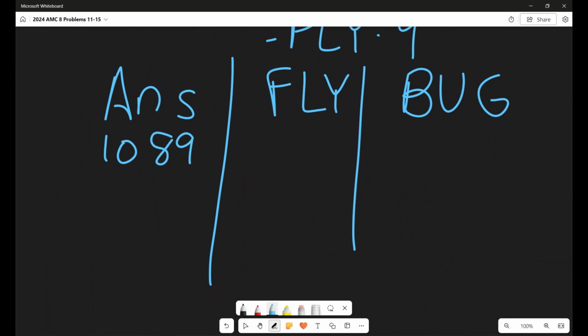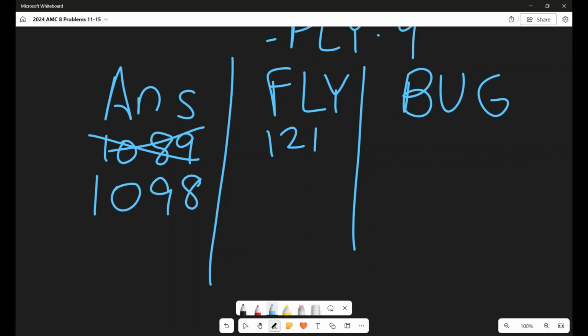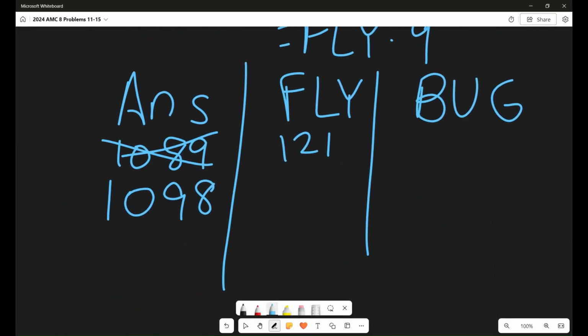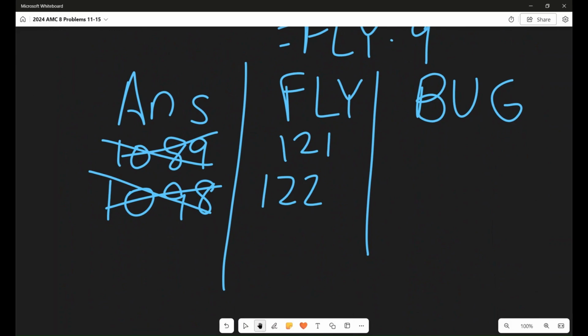Well, since we know the answer is 9 times FLY, we can just divide this by 9 to find that FLY is equal to 121. But in this case, F and Y are the same, so this is not possible. Our next answer choice is 1098, option B. And dividing that by 9 gives 122. And now L and Y are the same, so that won't work either.